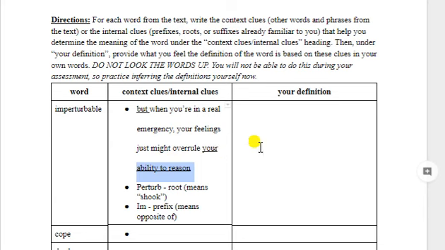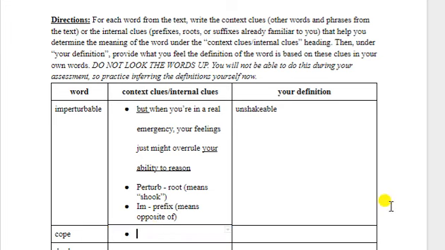In fact, I think that's going to be my definition. So I'm not going to make it long and complicated. I think the best, most succinct definition for imperturbable based on all these clues is unshakable. It's a synonym, and sometimes one-word synonyms make good definitions. So that's how you're going to do this.